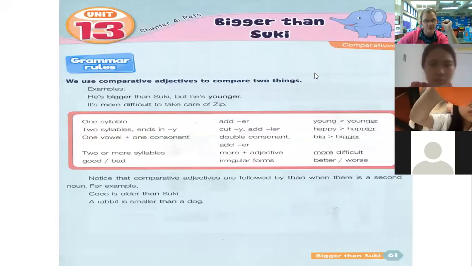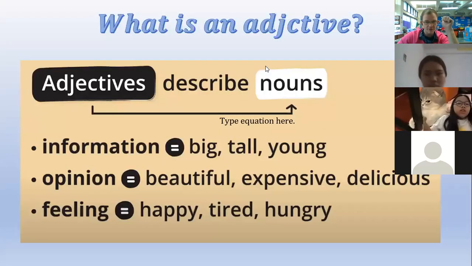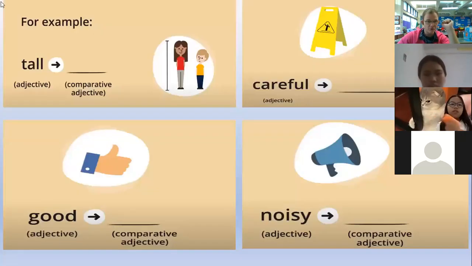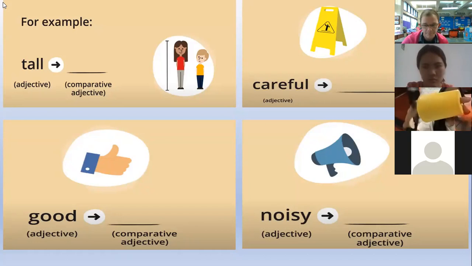Let's test it. Okay, we looked at what is an adjective. We looked at different forms of adjectives. Now, we have an adjective, tall. What would the comparative adjective be? Who can tell me? What is the comparative adjective of tall?